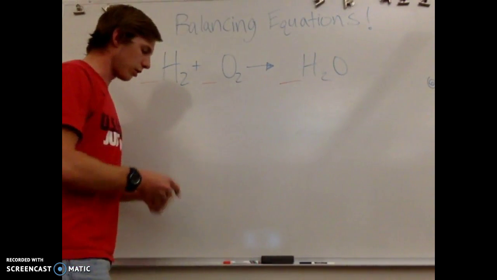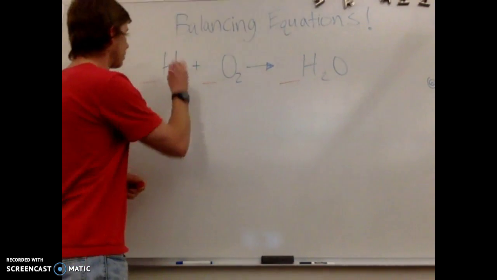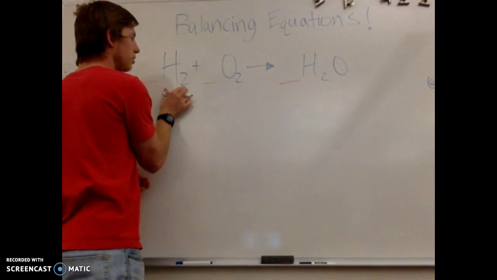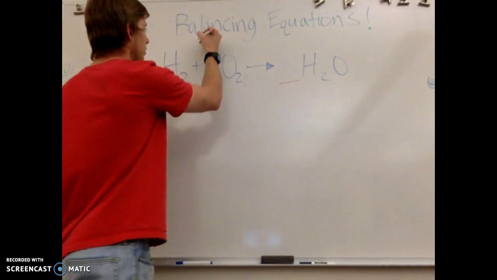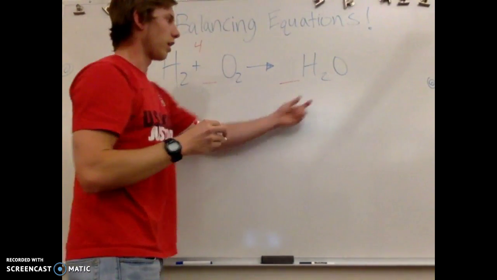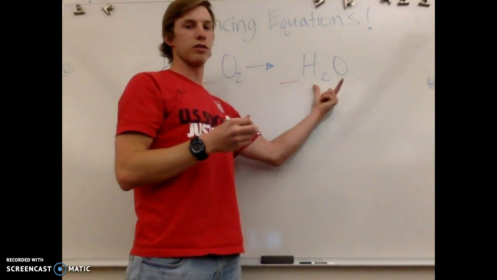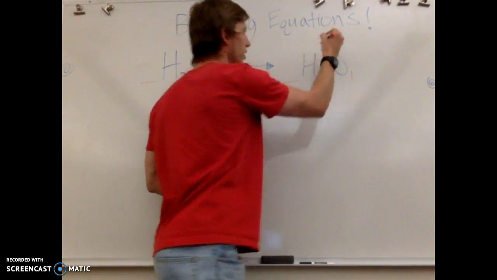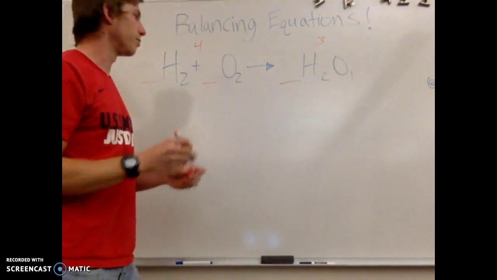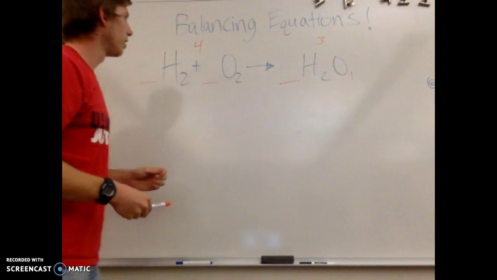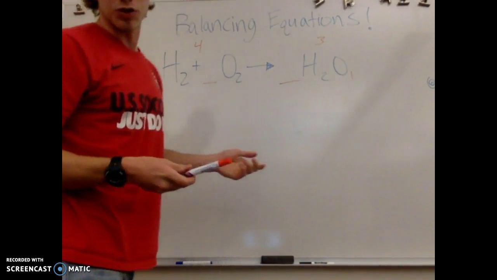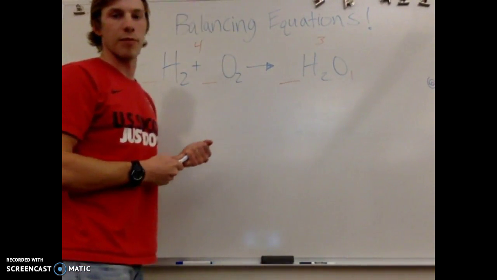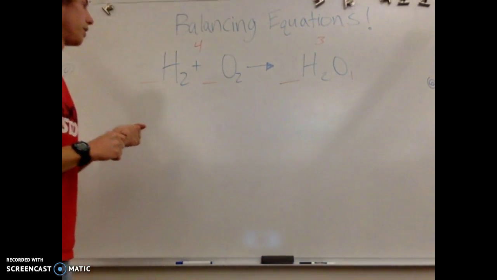First thing we're going to do here is count how many atoms are on each side. On this side, we have 2 hydrogens, 2 oxygens, so that would equal 4. And on this side, we have 2 hydrogens, 1 oxygen, because the 1 is implied. So we have 3. So we know now that this equation is not balanced properly due to the law of conservation of matter, because matter cannot be created nor destroyed.